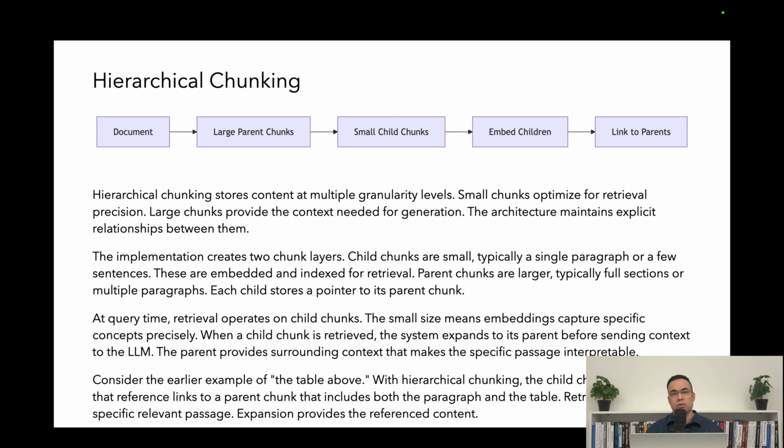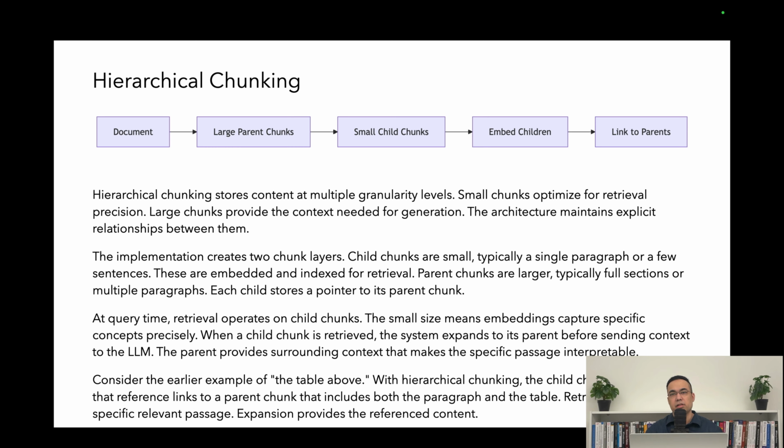For retrieval, we want small chunks. Small chunks mean embeddings capture specific concepts precisely. For generation, we want large chunks. Large chunks provide the surrounding context that makes specific passages interpretable. Hierarchical chunking solves this by storing the content at multiple granularity levels with explicit relationships between them.